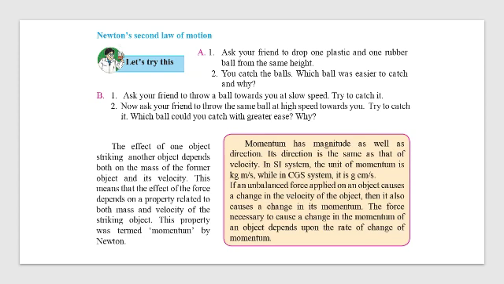If an unbalanced force is applied on an object, it causes a change in the velocity of the object, and then it is also causing a change in its momentum. The force necessary to cause a change in the momentum of the object depends on the rate of change of momentum. You all play marbles, right?